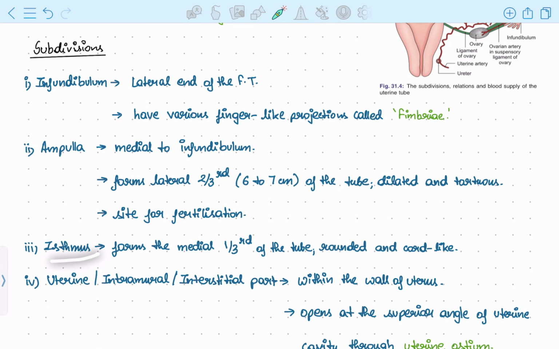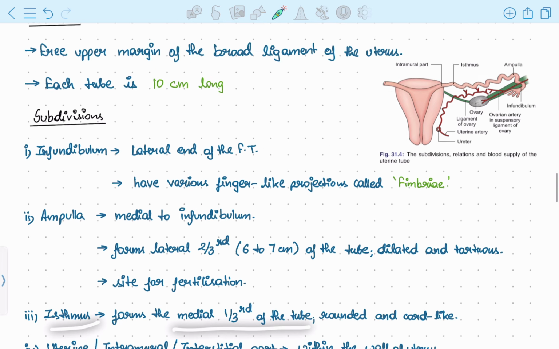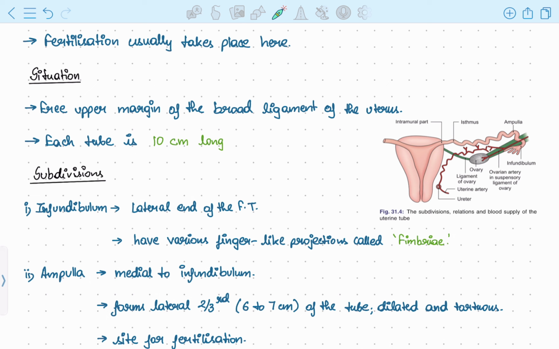Third is the isthmus. Isthmus forms the medial one-third of the tube, and it is rounded and cord-like. This is the medial one-third of the tube. See, यहाँ पे tortuosity कम हो गई है. Okay, so it is rounded and cord-like isthmus.